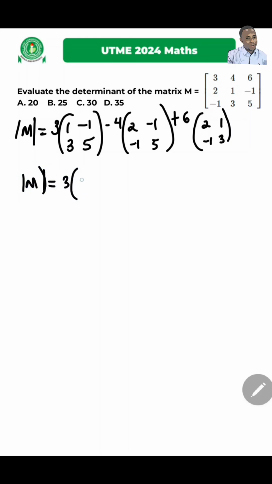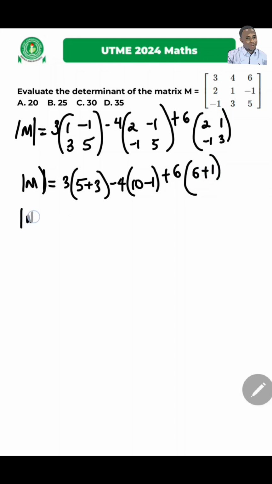So the determinant of M is going to be equal to 3. 1 times 5 is 5 minus negative 3, that is plus 3, minus 4. 2 times 5 is 10 minus negative 1 times negative 1 is 1, so minus 1. Then plus 6. 2 times 3 is 6 minus negative 1, that's plus 1.